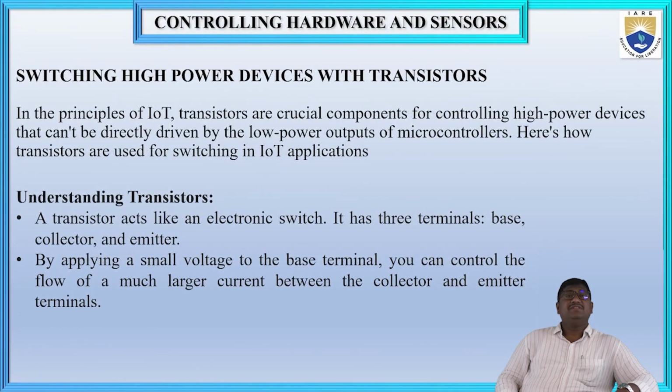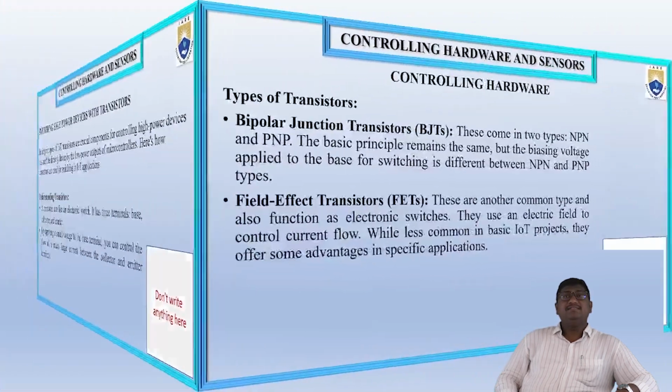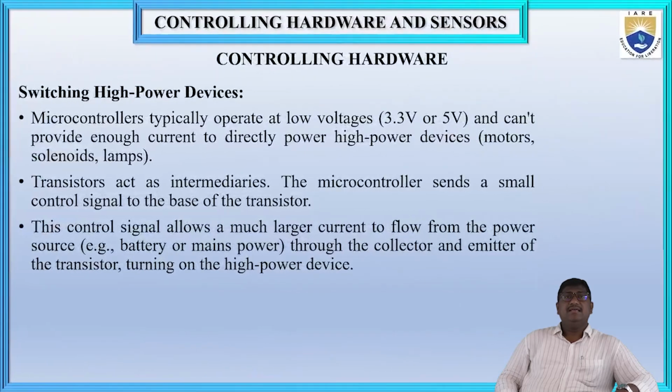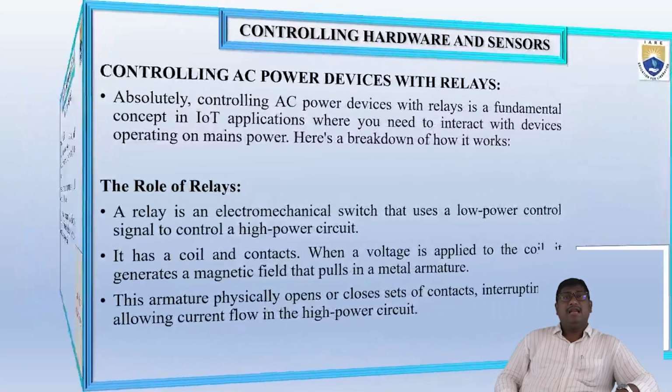And switching high power devices with transistors. In IoT, transistors are the components which control high power devices directly, driven by low power controllers. The types of transistors are BJTs and FETs: bipolar junction transistors and field effect transistors. BJTs are of two types, NPN and PNP, which differ in biasing voltage. Field effect transistors are commonly used as electronic switches, using an electrical field to control the current flow. Switching high power devices with microcontrollers, transistors, and control signals allows many things.